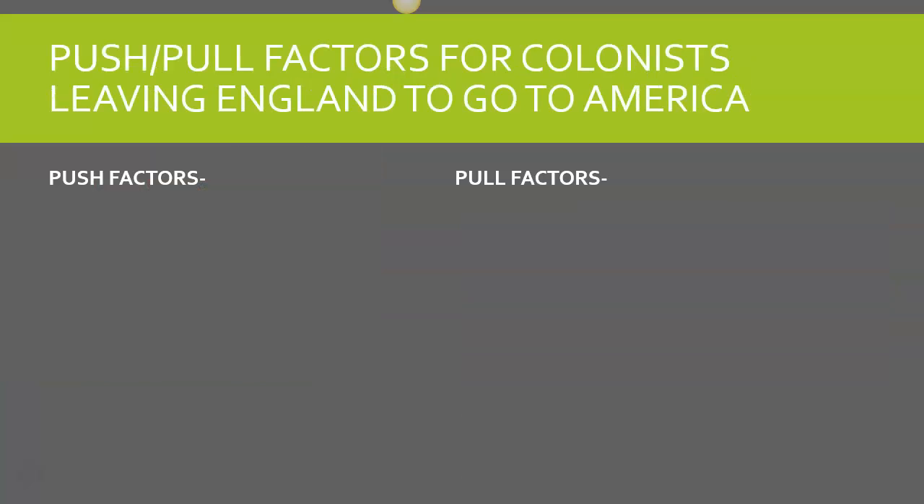I wanted to talk about push and pull factors. Push and pull factors are basically things that either forced the English colonists to leave England or the things that drew them to America. So push factors for the colonists forcing them to leave England would have been things like religious persecution or civil wars or overpopulation or lack of jobs or poor income. All of those things would have been situations that would have pushed them away from England.